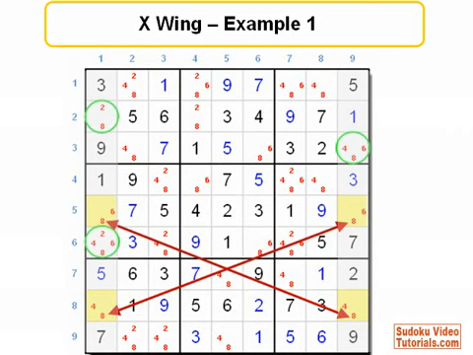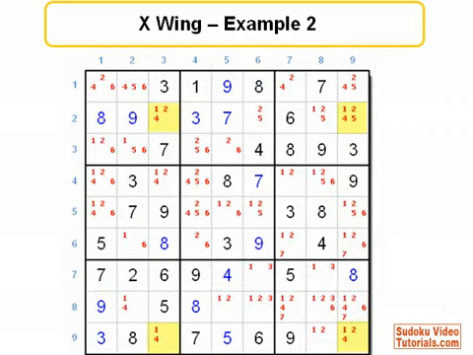So let's go ahead and eliminate the 8s. Once we do that, we're left with a single choice over here. So this cell must be a 2. Now X-Wings can be quite confusing to understand, so let's look at a couple more examples to fully understand this technique. So this is example 2.